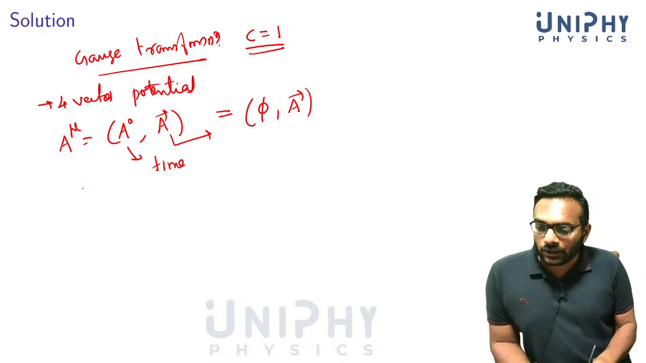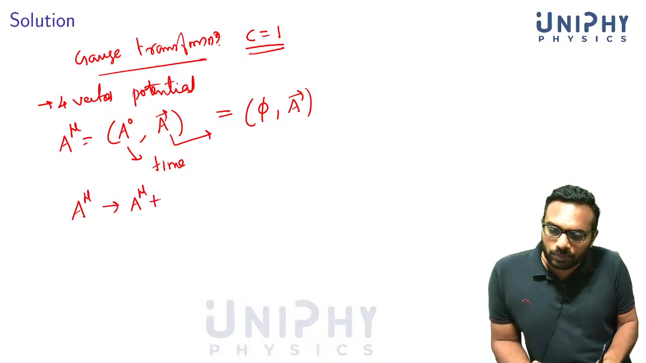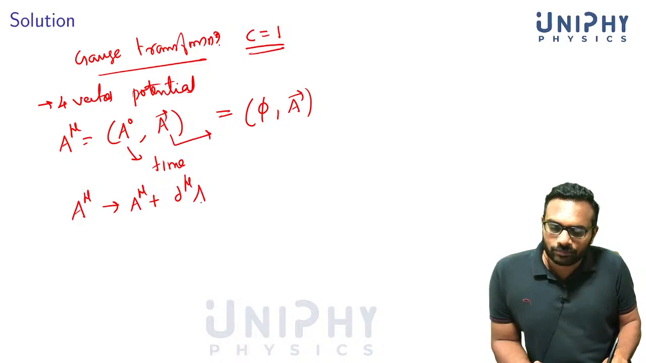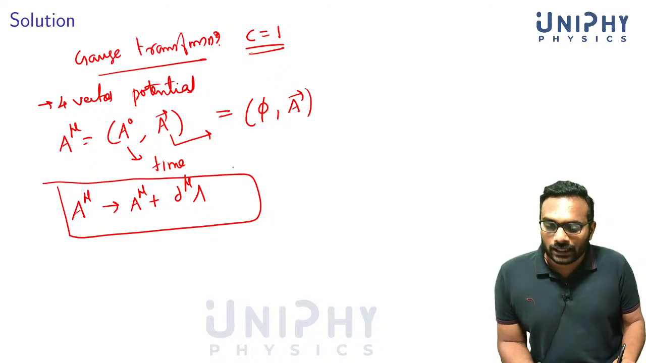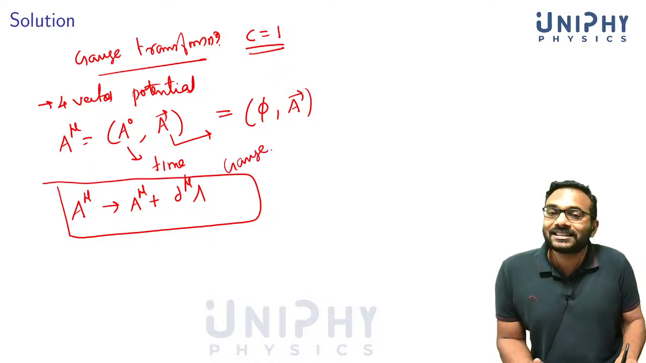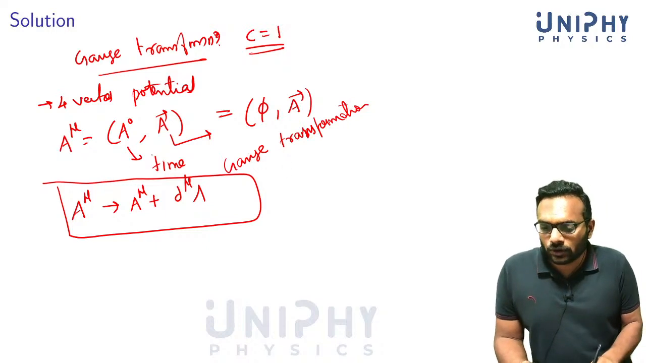Now you can remember the gauge transformation like this: A^mu going to A^mu plus partial^mu lambda. This is known as a gauge transformation. This is the easiest way to remember it. Now, what does it mean in terms of the components?